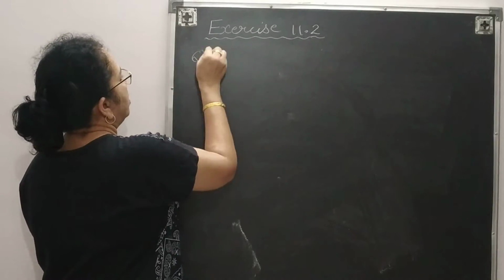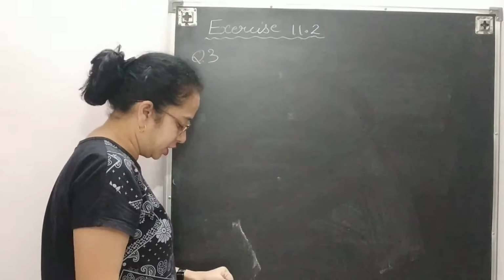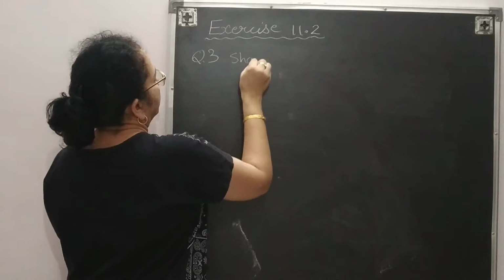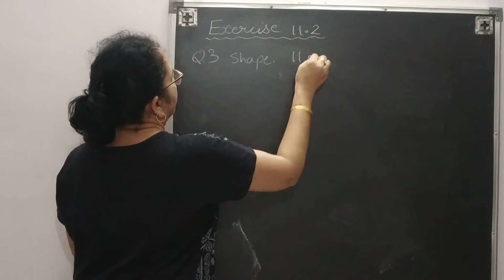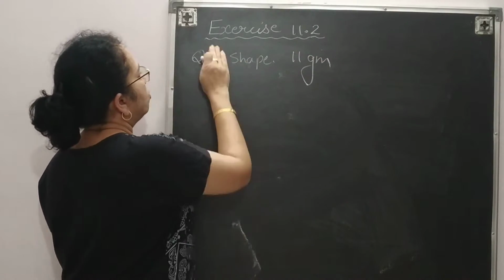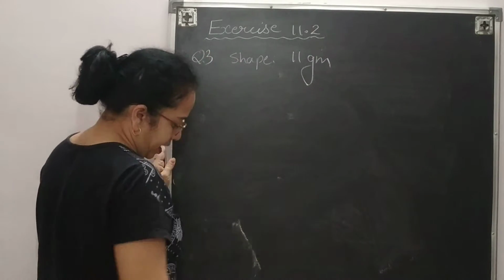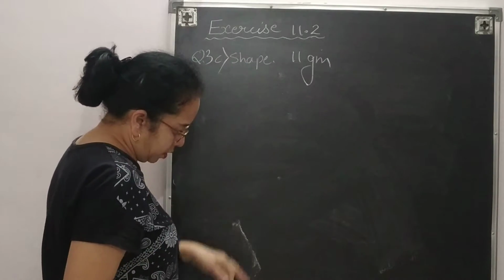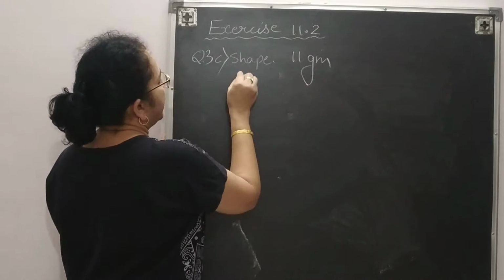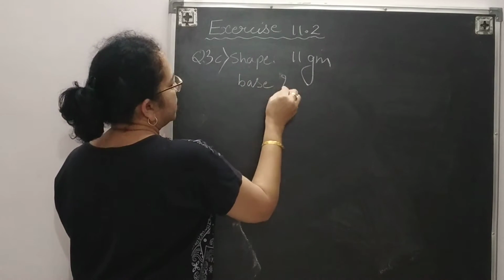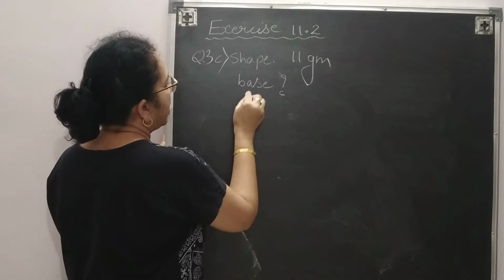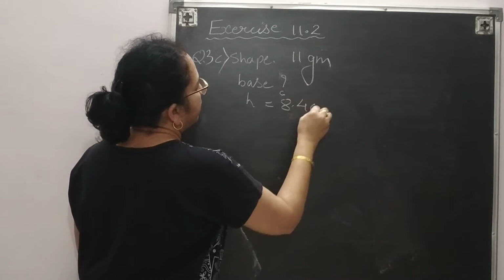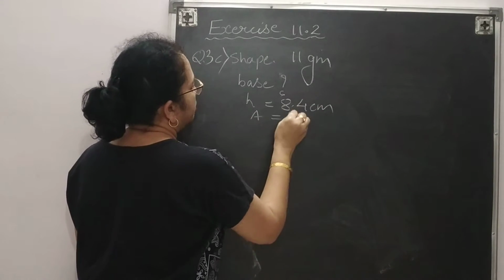Question number 3, 1 tabular form is given in the textbook. I am writing the questions. Here the shape is given parallelogram. This double line and GM denotes parallelogram. Here I am solving C number sum. So what is given in C number? Base you are supposed to find. So base is question mark, and height is given here 8.4 centimeter, and area you are supposed to find.